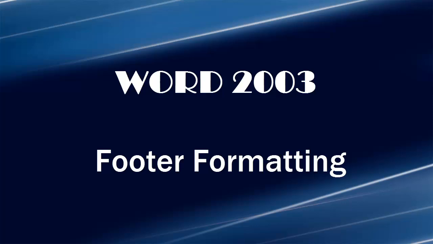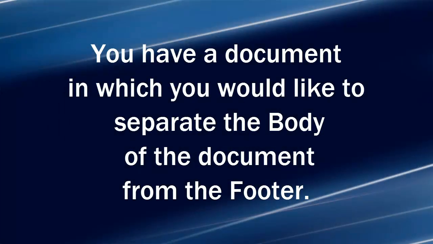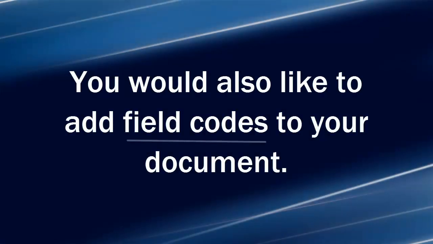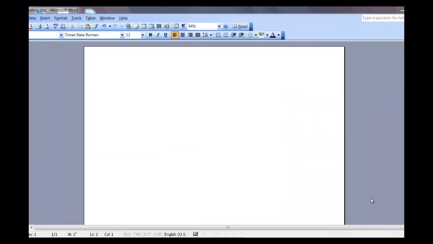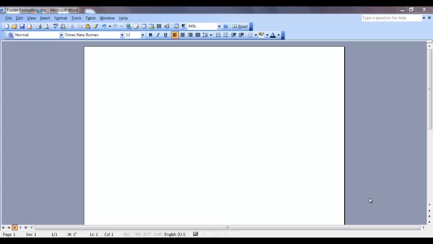Here's the scenario. You have a document in which you would like to separate the body of the document from the footer. You would also like to add field codes to your document. Watch this video to learn how to do this. Let's start by adding a line to separate the text in the body of the document from the footer.